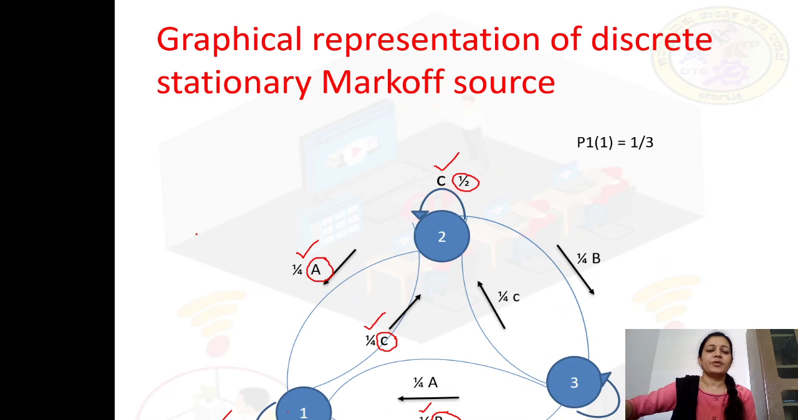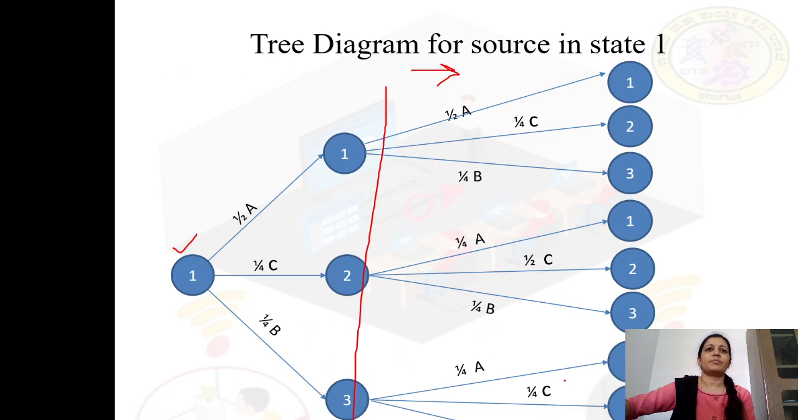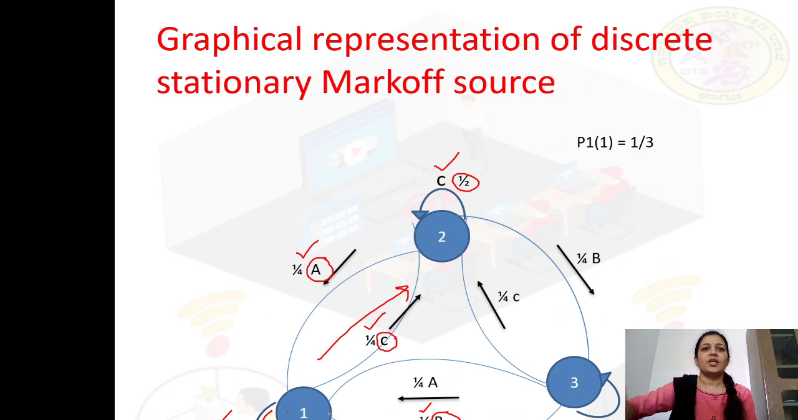And in the previous slide you can see that when it is in state 1, either it can make a transition to 1 itself, or it can go to state 2, or it can go to state 3. So there are 3 possibilities of transition: 1 to 1, 1 to 2, and 1 to 3. That is what we are representing here.